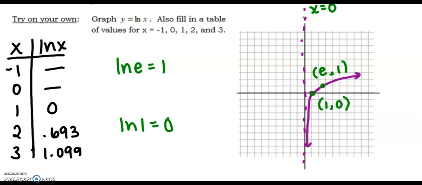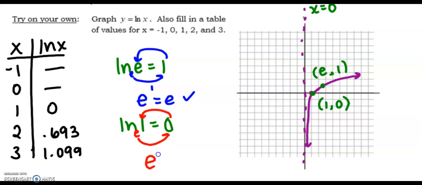And let's look at why that is. According to our definition above, I'm supposed to be able to take this base and rewrite it. e to the first is equal to e. Yep, that's true. e to the 0 is equal to 1. Yep, that's true. So those two facts are checking out for us.